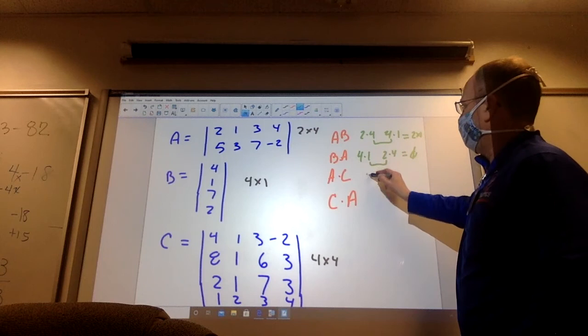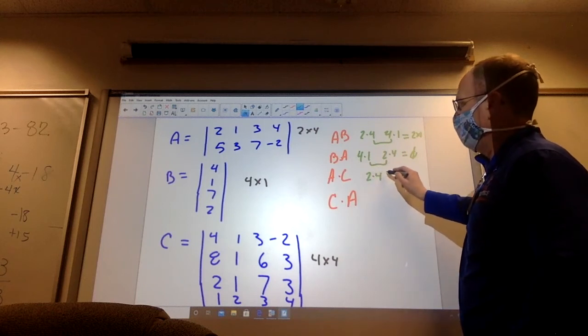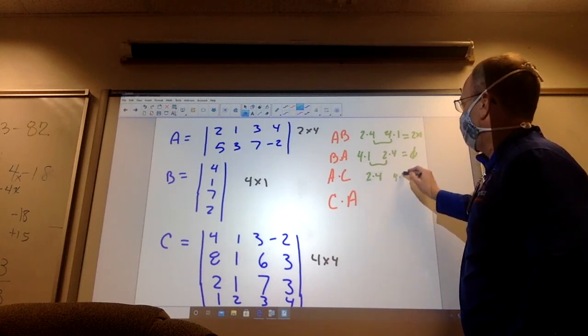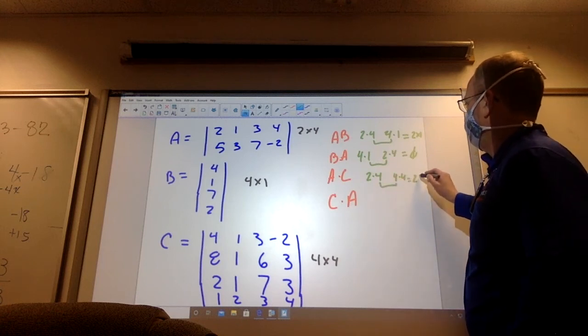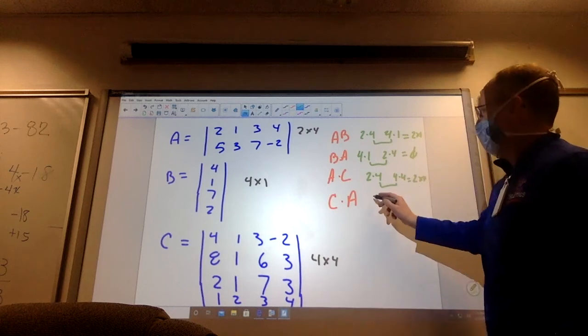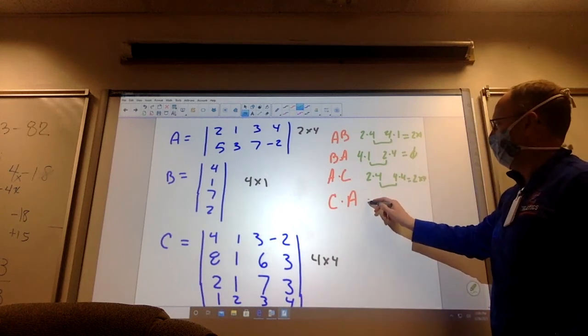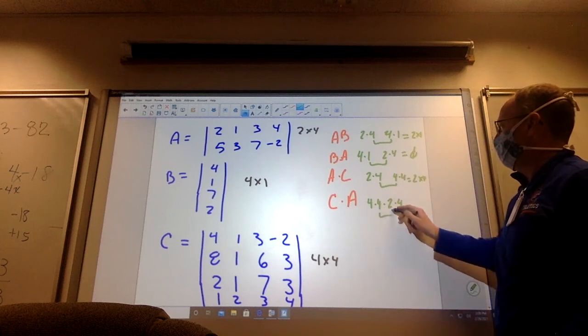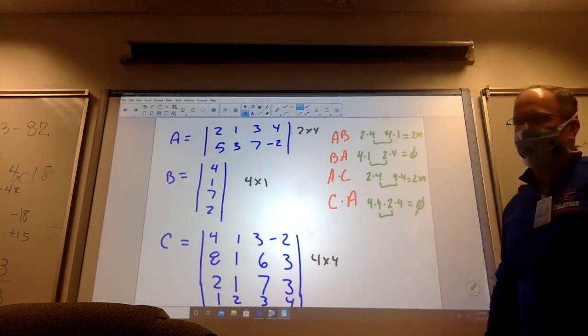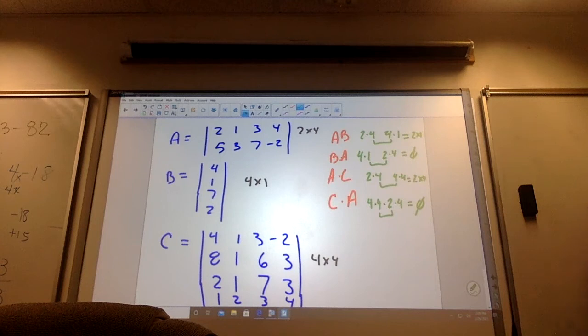A times C, I have a 2x4 and a 4x4. Inside dimensions match, which means my answer should be a 2x4 matrix. And then if I go C times A, I get a 4x4 times a 2x4. Inside dimensions don't match, so it does not exist. Agree? Does that make sense? Pretty easy to use, yes?